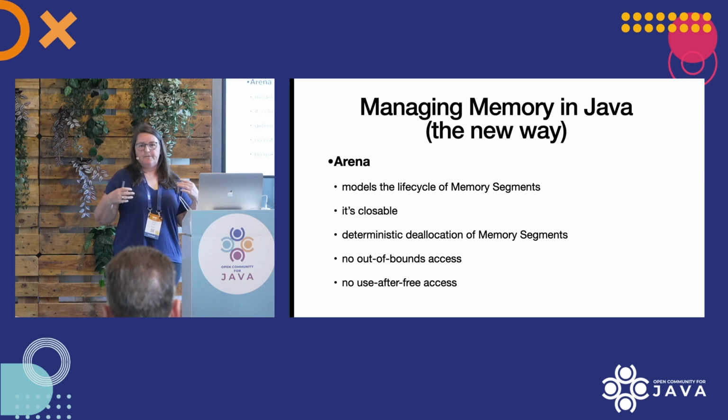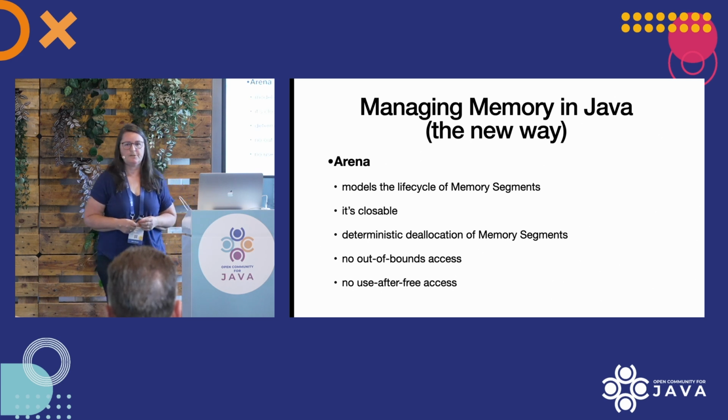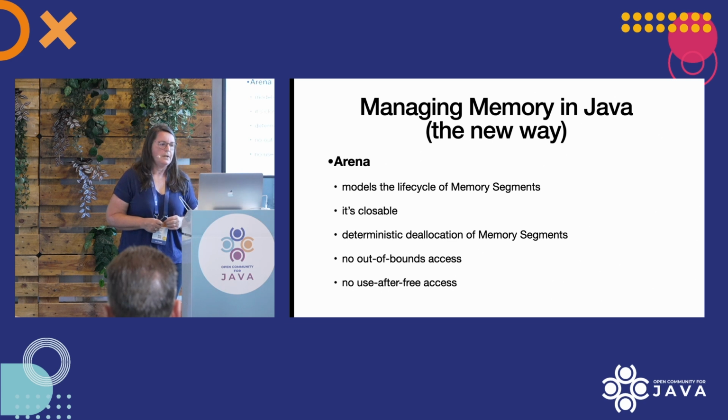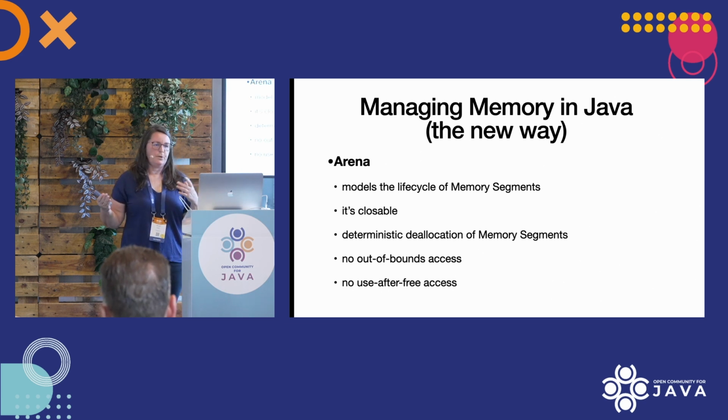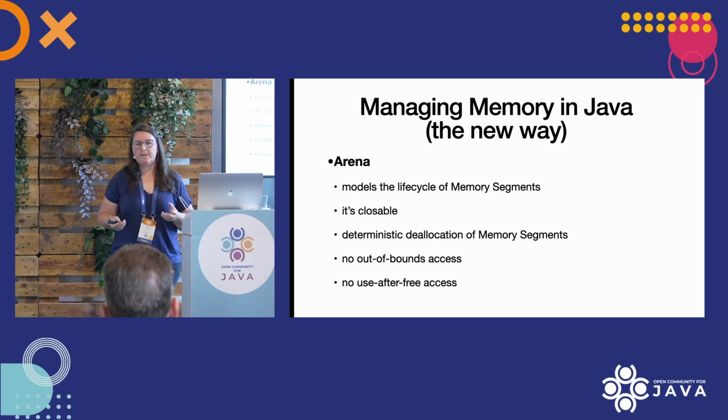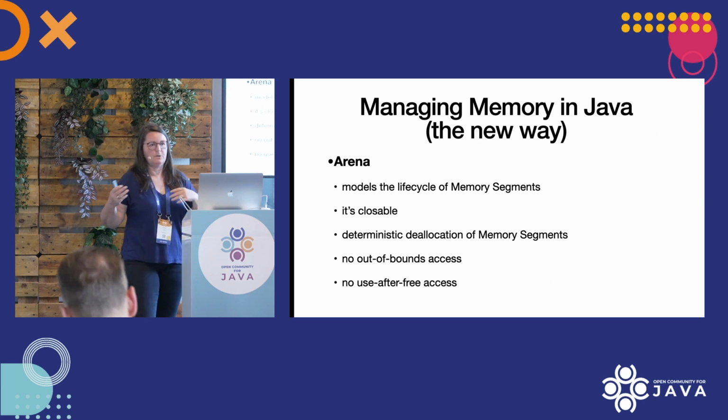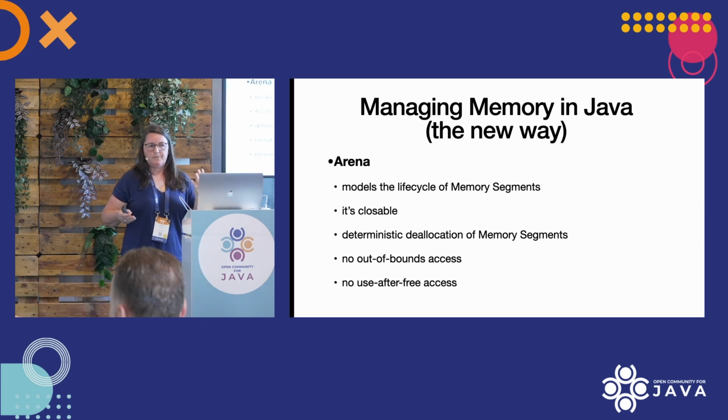So now we have some concepts to learn about memory management with the Foreign Function & Memory API. We have something like arenas. So inside arenas, you manage memory segments, so-called memory segments, and the arenas are closable, and when you close an arena, all the memory segments are out of your reach. So the memory is freed. So you have a deterministic allocation and deallocation of memory segments. And you don't run into things like out of bounds exceptions or use memory after it's freed because it's just not possible.